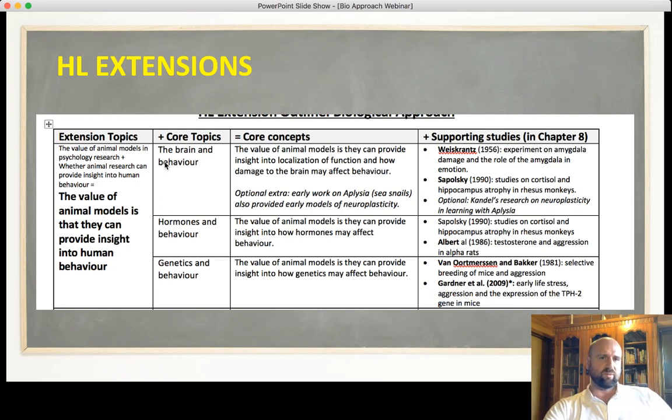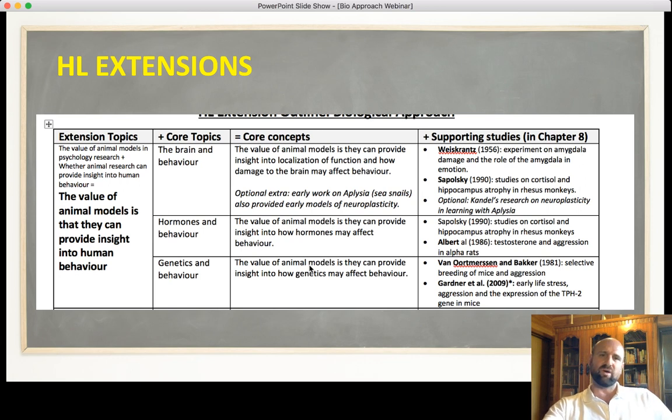So the value, and this again is taken straight from my first draft of my revision book. The value of animal models is they can provide insight into localization of function and how damage to that brain may affect behavior. Here are our studies, and as much as possible I'm trying to use studies here that can be used in the core and the other questions as well to reduce the content. And we can see even things like Sapolsky can be used across two different topics.